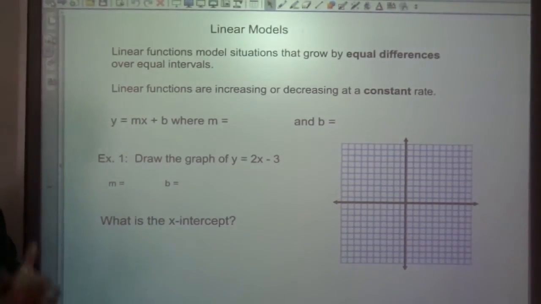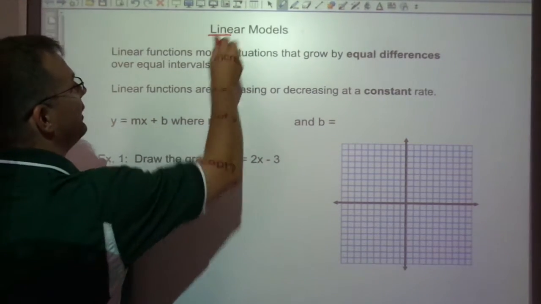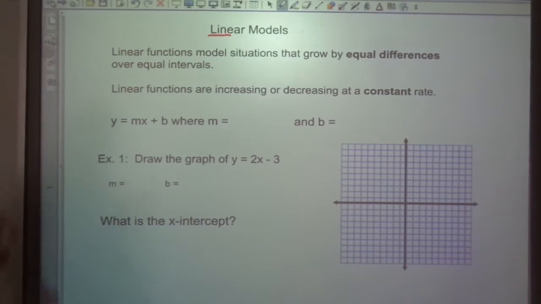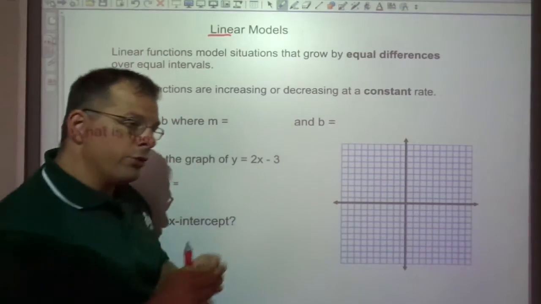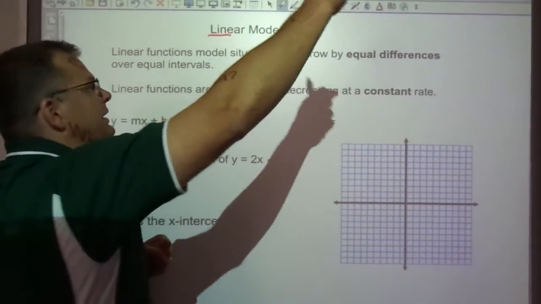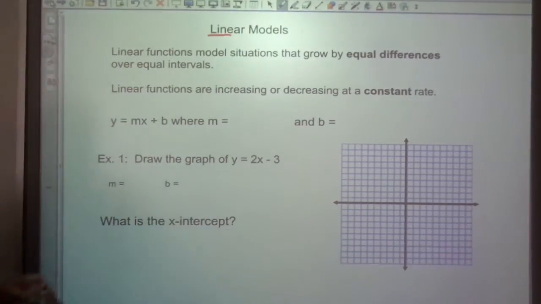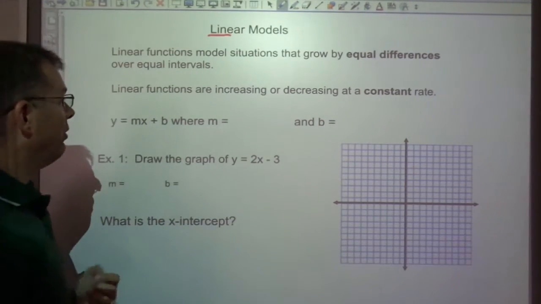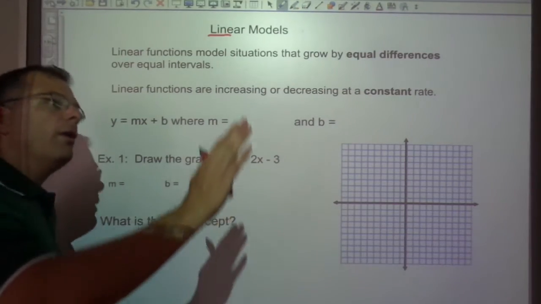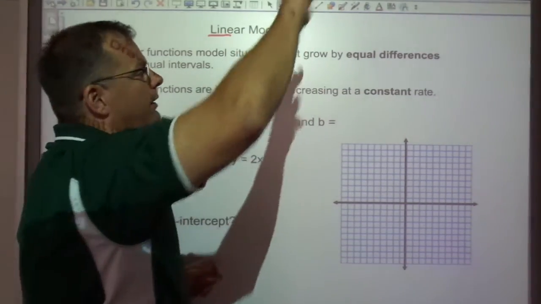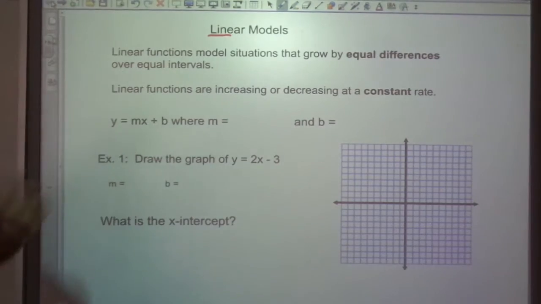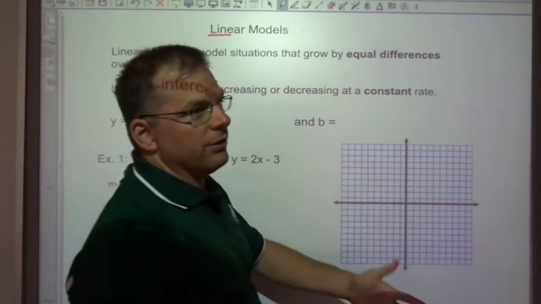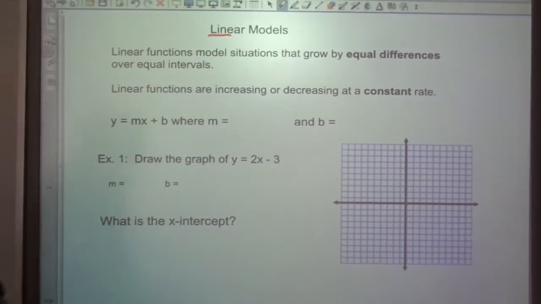Linear basically means line. So anytime you see the word linear, you should be able to pick out the word line and know that means that something is going straight. Linear functions model situations that grow by equal differences. So it's going up by the same amount each time, which makes it a straight line over equal intervals. So if the interval is the same, it's going up the same amount all the time. It's not going to curve and go up less and then go up more. Linear functions are increasing or decreasing at a constant rate, not an increasing or a decreasing rate.